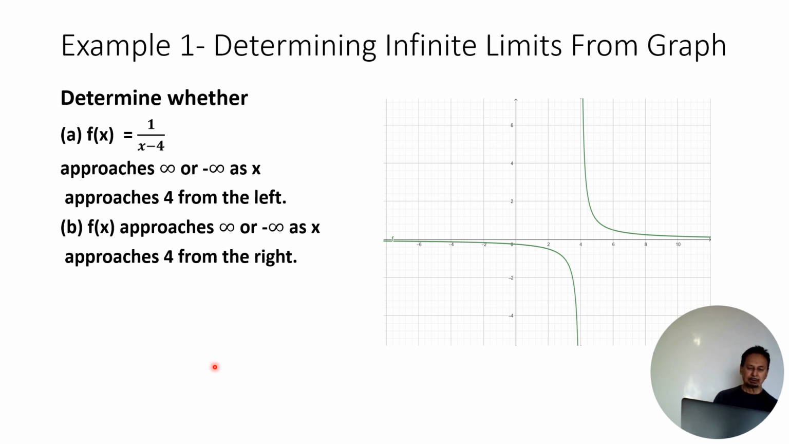Example 1. Let's determine whether f of x equals 1 over x minus 4 approaches infinity or minus infinity as x approaches 4 from the left, and b, whether f of x approaches infinity or minus infinity as x approaches 4 from the right.